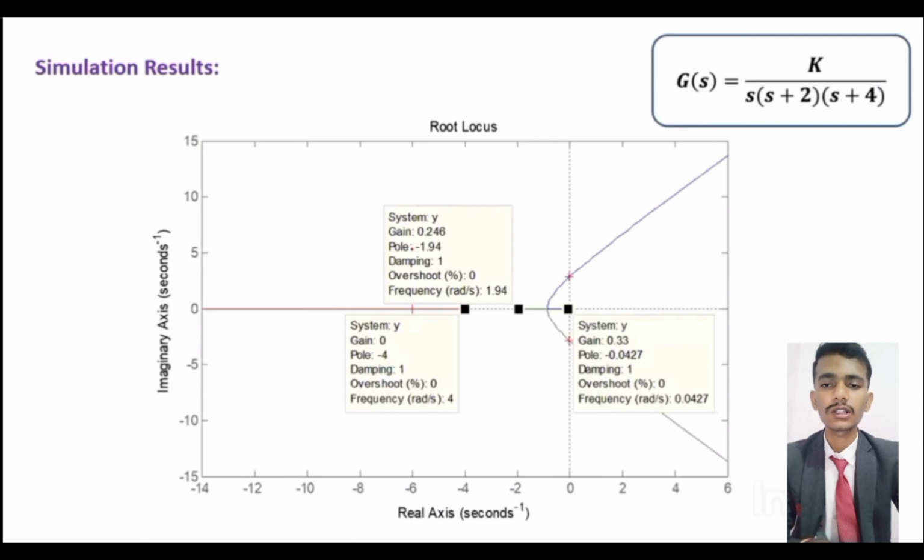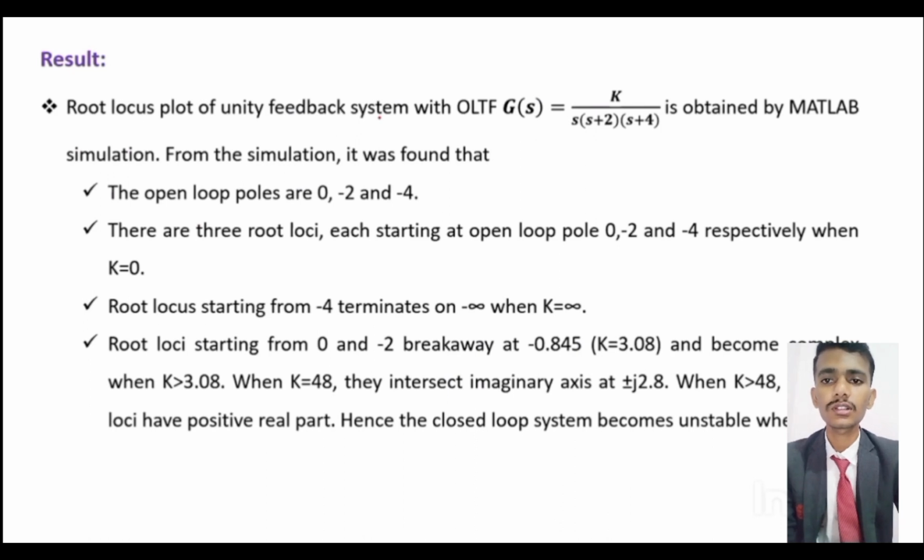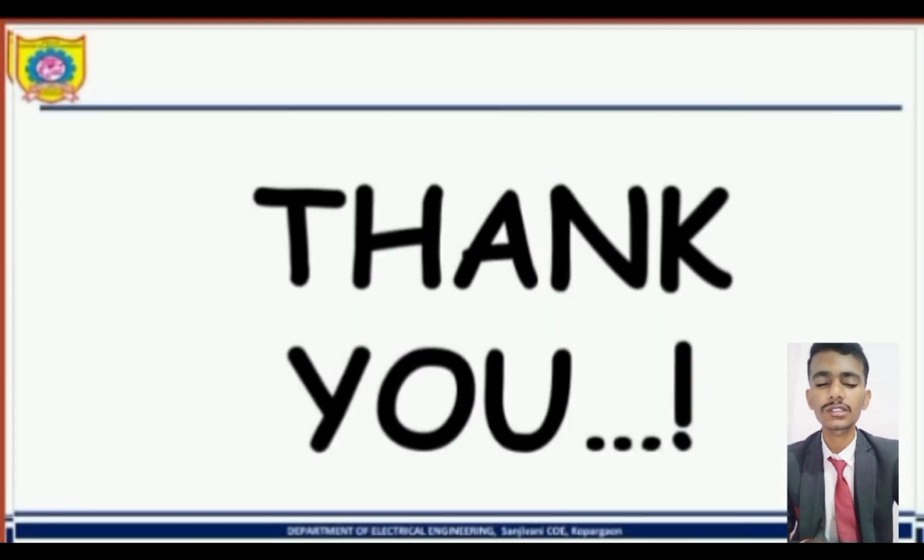After that, the simulation result is given. The simulation result is already explained. So the result for the system is the root locus plot of the unity feedback system with open loop transfer function G of S, which is the transfer function equation, obtained by the MATLAB simulation. For the simulation, it was found that the equation given in this result is the same as what we already found in this system. Thank you.